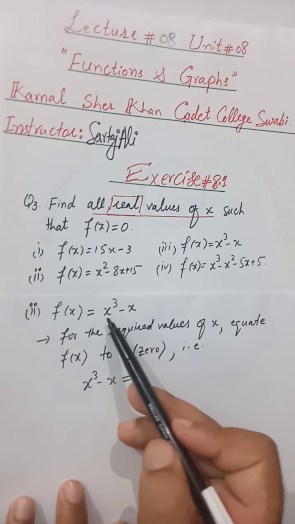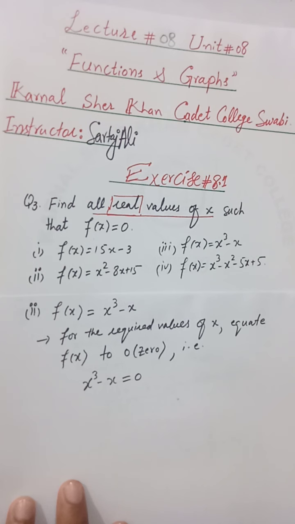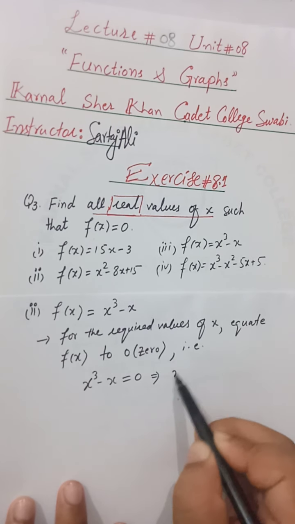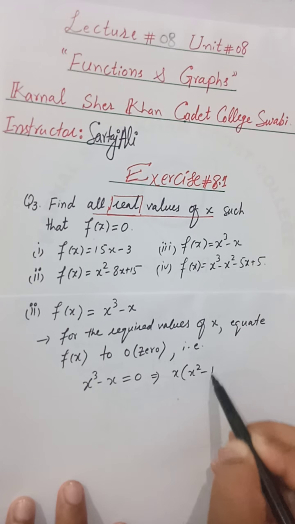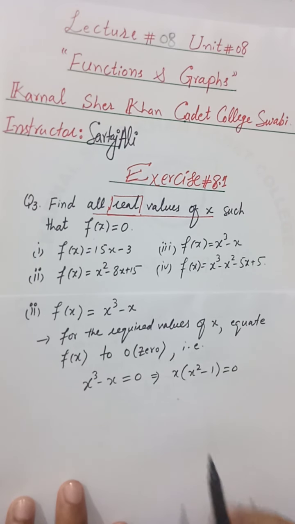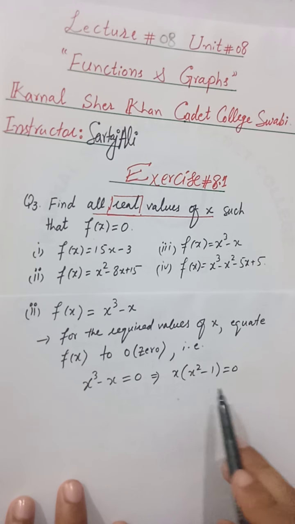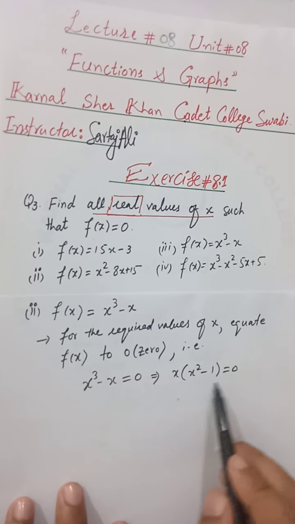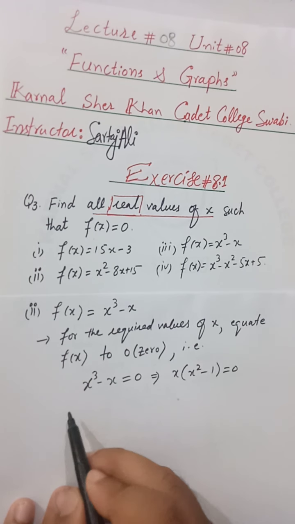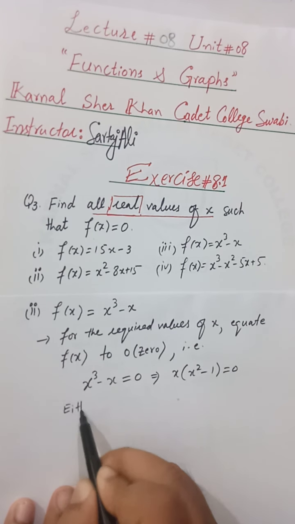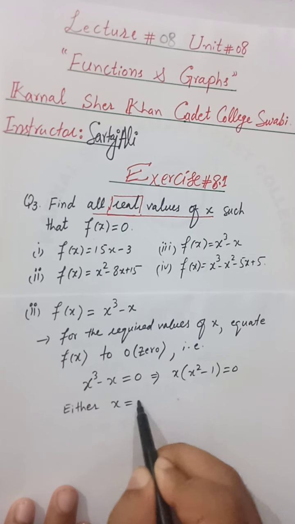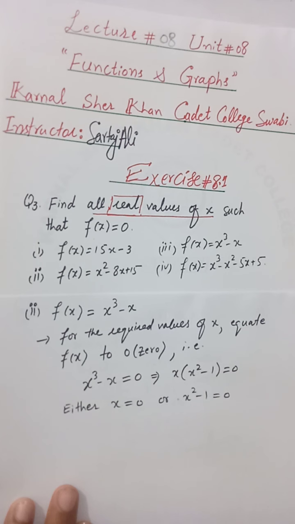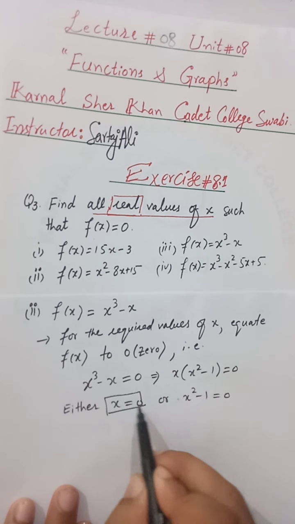Since f of x is equal to x cube minus x, that's why this is equal to 0. Now taking x common, this will be x times x square minus 1 equal to 0. Now you know that when the product of two factors is equal to 0, at least one of them must be 0. So from this equation we can write either x equal to 0 or x square minus 1 equal to 0. So this is the one value of x.